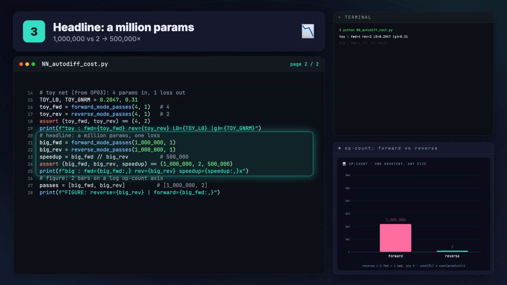Third block, the headline net. n_in of 1 million, n_out of 1. Forward mode returns 1 million. Reverse mode returns 2. The formula didn't even look at the million. We compute the speedup ratio, 1,000,000 over 2, and get 500,000x. That ratio is the number to remember. Reverse mode is 500,000 times cheaper here, and the gap only widens as the net grows.